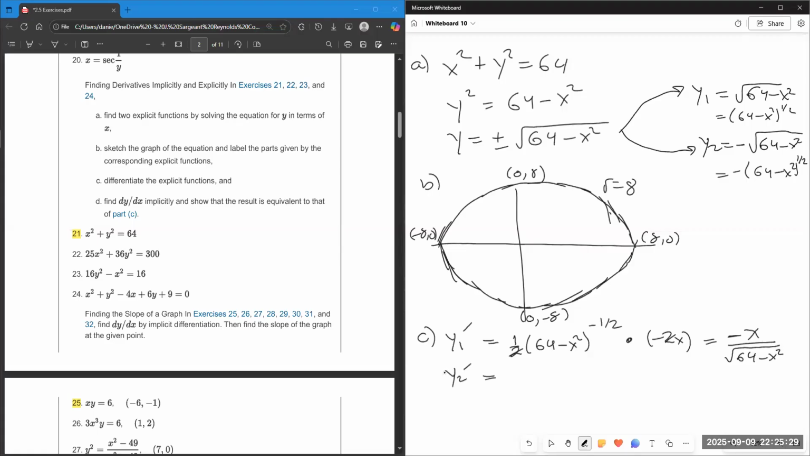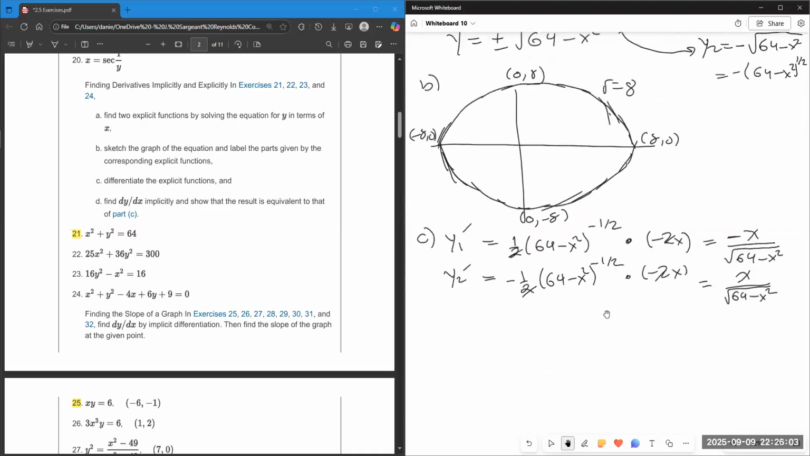y2 prime is going to be a negative 1/2 times 64 minus x squared to the negative 1/2 times a negative 2x, and 2 and 2 cancel, leaving me a negative as a positive x in the numerator, root 64 minus x squared in the denominator. So there's my y1 and my y2 and my y1 prime and my y2 prime.